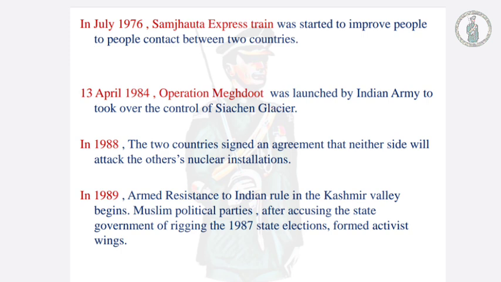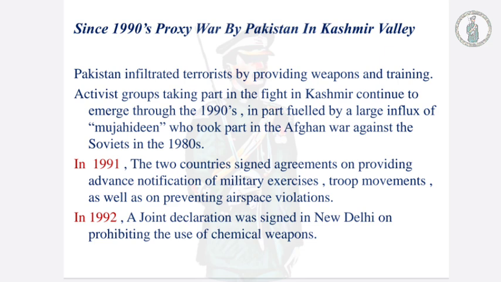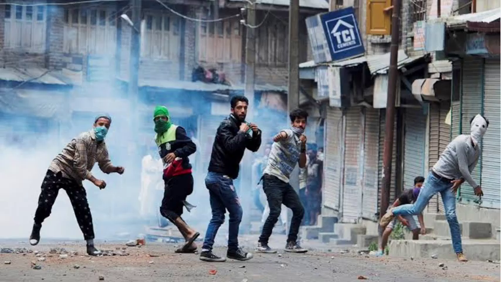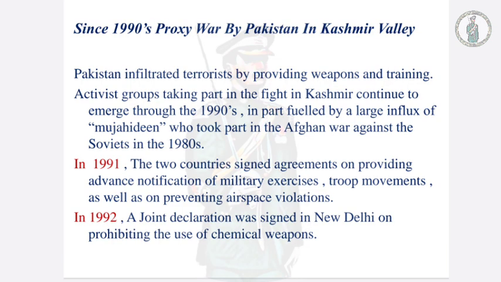Then from 1989, armed resistance to Indian rule in the Kashmir Valley started, where the Muslim political parties accused the state government of rigging the 1987 elections. Then in the early 90s, Pakistan started waging a proxy war in the Kashmir Valley because after facing three conventional wars with India, they realized that they could not defeat India in a face-to-face battle. So they started a proxy war. They infiltrated terrorists, provided them weapons and training, and the activist groups started taking part in the fight in Kashmir. And complete turmoil was created by Pakistan in the Kashmir Valley, and there was a large influx of Mujahideen, basically those who took part in the Afghan war against the Soviet Union in the early 1980s.